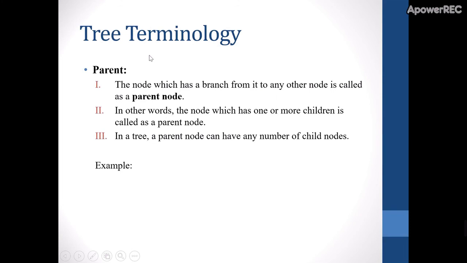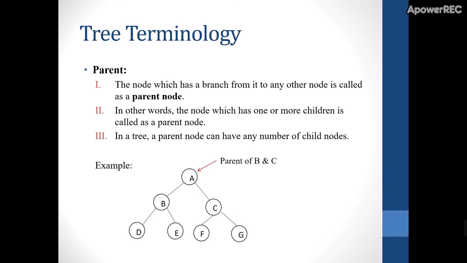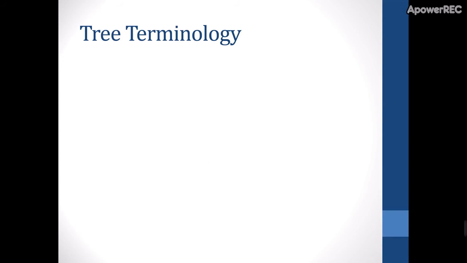Another concept is parent. What is a parent? The node which has a branch from it to any other node is called a parent node. We'll see the example. Previously we have seen that B and C are children of A. So A is the parent of B and C. In a tree, a parent node can have any number of child nodes.